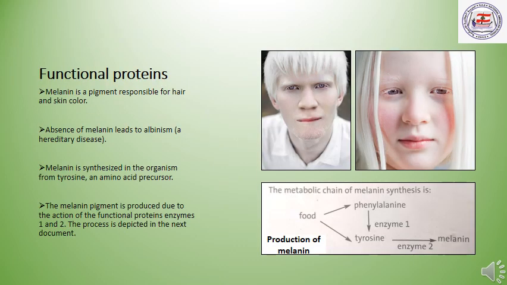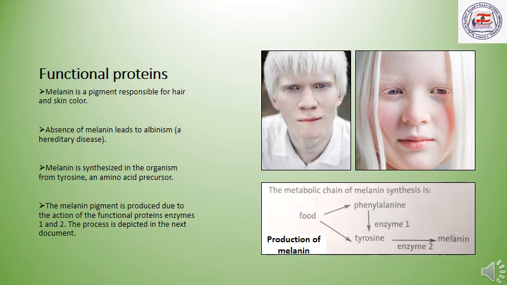Now, when talking about abnormalities in proteins, for example, in functional proteins, there are certain enzymes that are considered functional proteins and are responsible for the production of melanin pigment. What is melanin? Melanin is a pigment that is responsible for the hair and skin color. Now, its absence leads to albinism, which is a hereditary disease. Two examples of an albino boy and girl are shown in the next pictures.